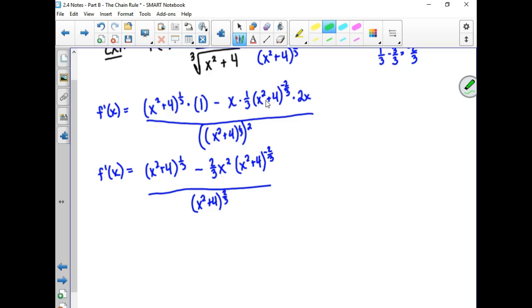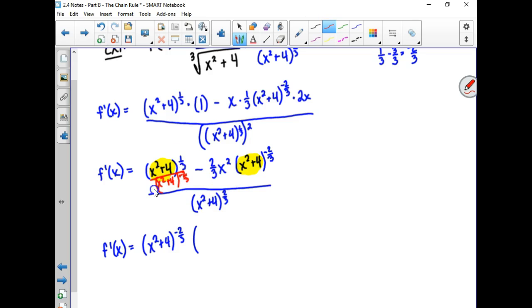So just like we saw with the product rule problems, we've got these pieces right here that match. So we want to factor that out. We want to factor out the (x squared plus 4) to the lowest exponent that we have, which for this one would be the negative 2/3. So we're going to have f prime of x equals (x squared plus 4) to the negative 2/3 times, and what we're doing when we factor that out is we're dividing by (x squared plus 4) to the negative 2/3.